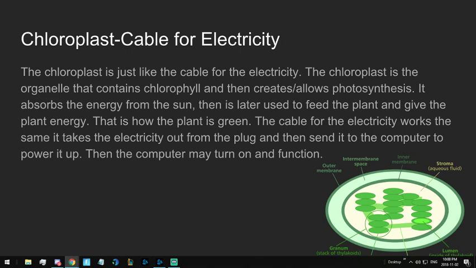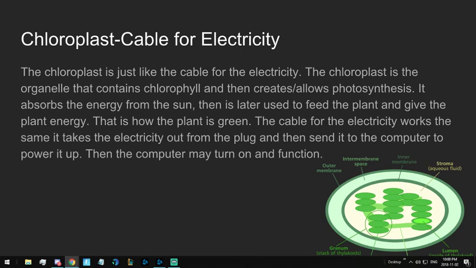So, yeah. Chloroplast, which would be the cable for the electricity. The chloroplast is just like the cable for the electricity. The chloroplast is the organelle that contains chlorophyll and then creates and allows photosynthesis to take place. It absorbs the energy from the sun, which is later used to feed the plant and give the plant energy. That is how the plant is green.